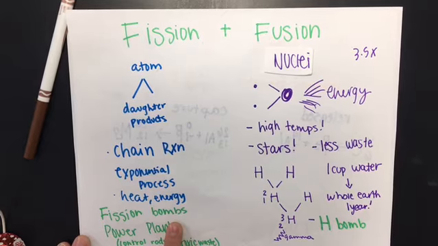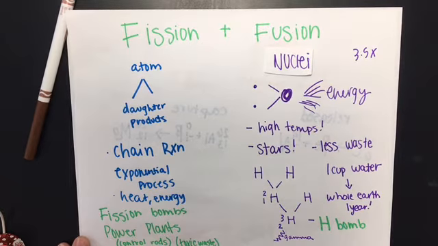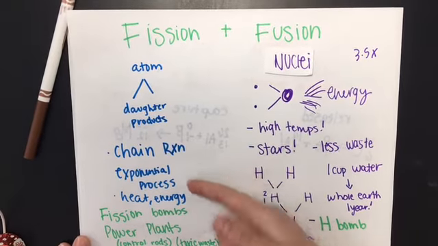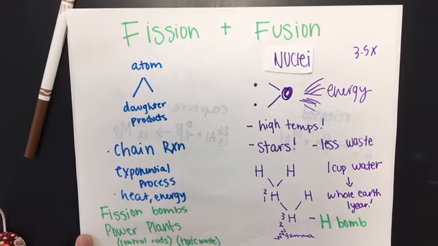This means it can be used in fission bombs and power plants, and the way that they control it is with these things called control rods, because it's so exponential. But the only downside is that there's a lot of toxic waste.